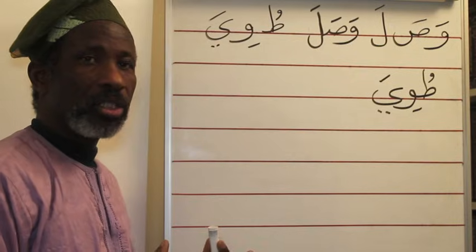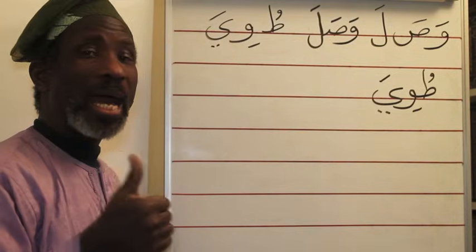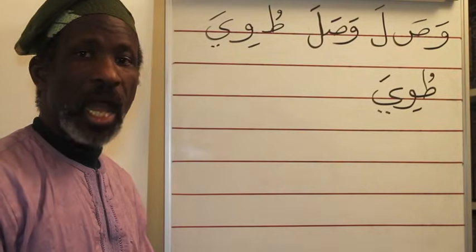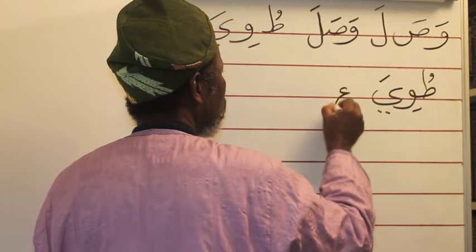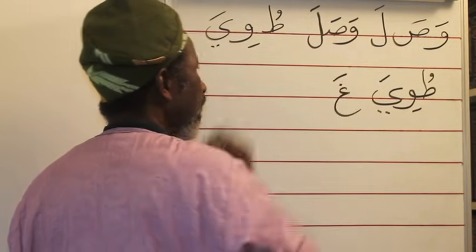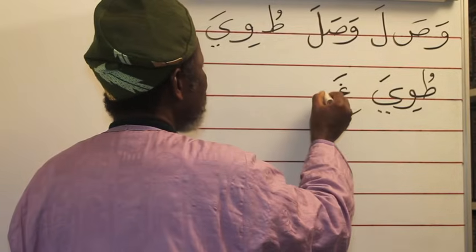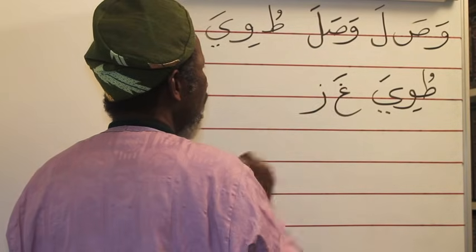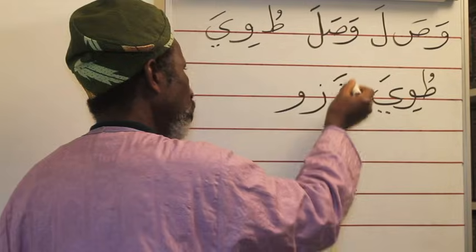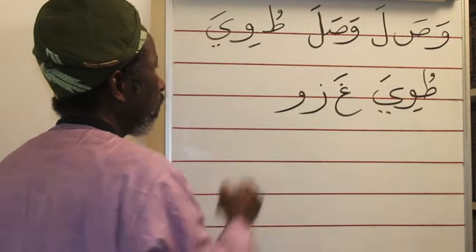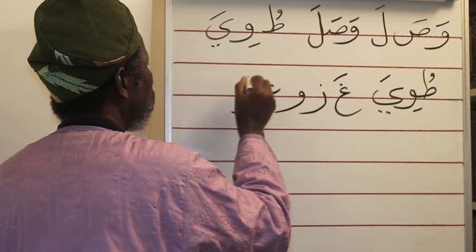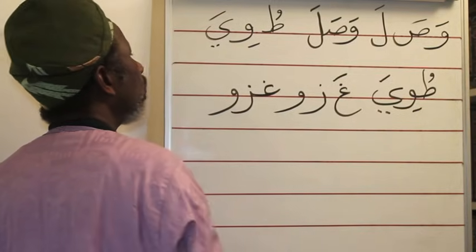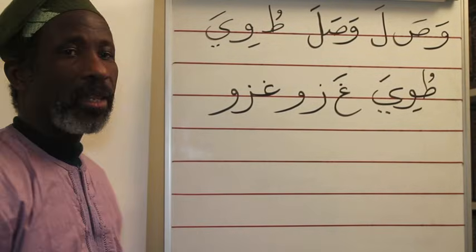Waw at the end, example of that would be like ghain and zayn and waw. Mathalan, so we write ghain, fatha, ra. Now we have zayn and we have waw. Now when we join that together, that's the way that will be joined together.